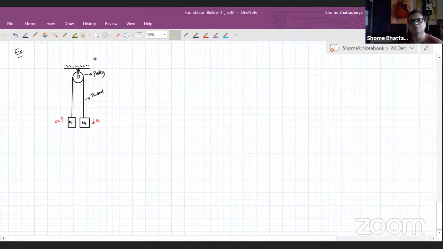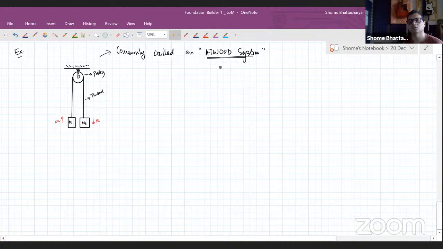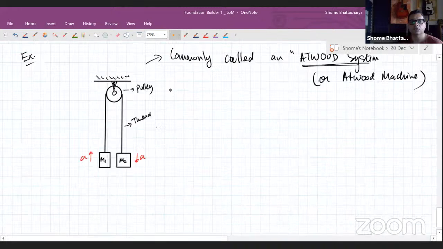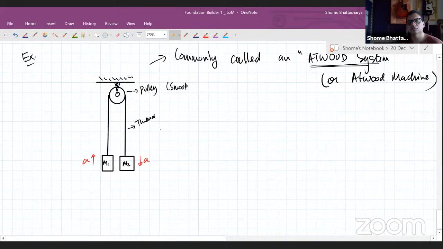In fact, this type of system is commonly called an Atwood system. A single pulley with two blocks like this is called an Atwood system, or sometimes even an Atwood machine. It is used to demonstrate the acceleration due to gravity or the principle of Newton's second law, etc. An Atwood machine consists of a single smooth and fixed pulley, and a massless thread like this.